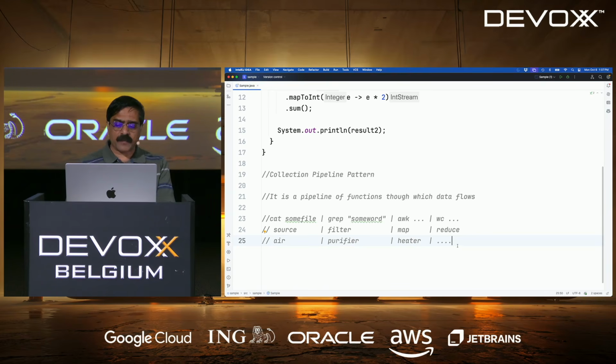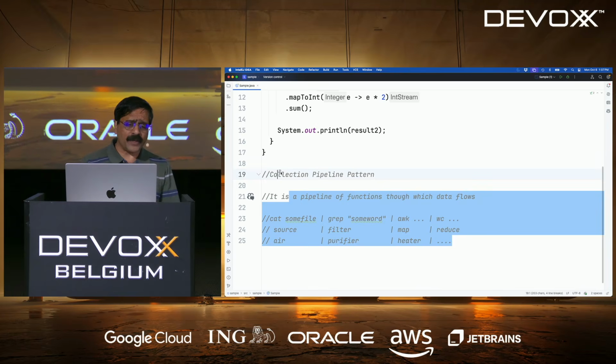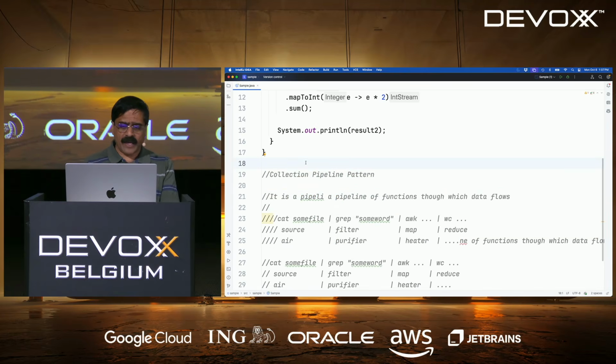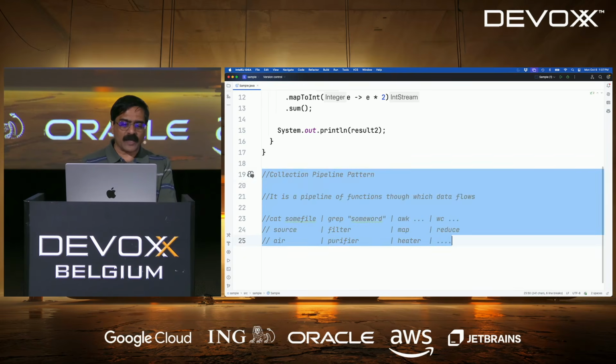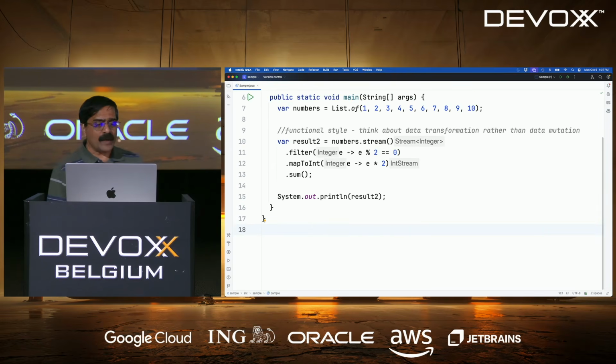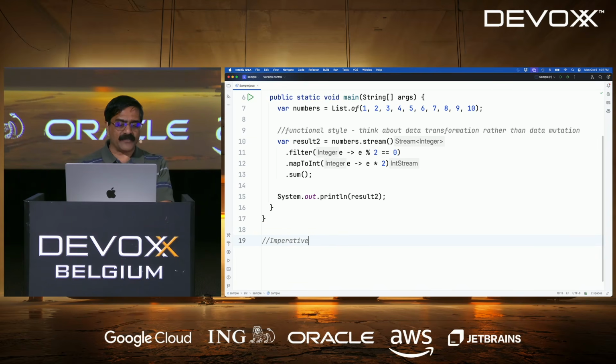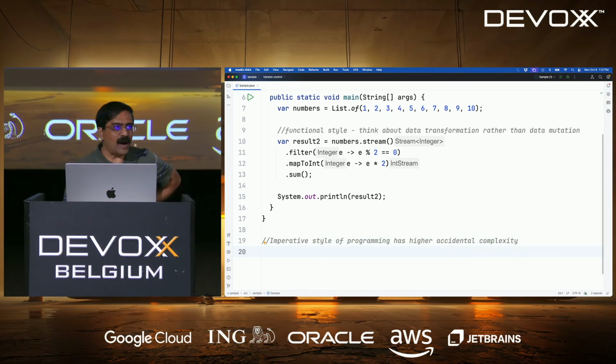Now that we talk about this pipeline, you may ask the question, why should we care about this pipeline? Can't we just write the code in a traditional way? One of the reasons why this is really helpful is, I'm going to say that imperative style of programming, I would argue, has higher accidental complexity. This is one of the reasons why we tend to really move towards a functional style of programming, because imperative style often has higher accidental complexity.